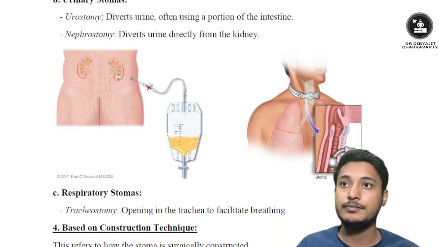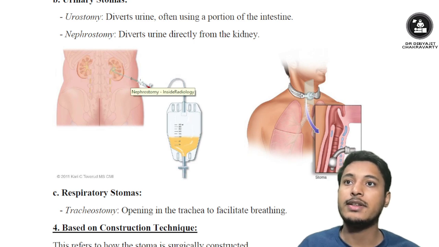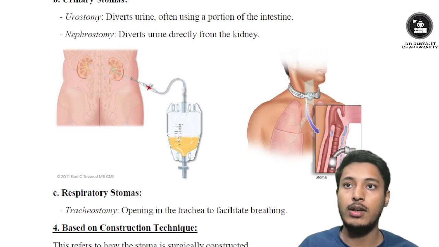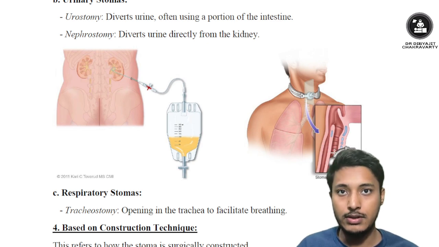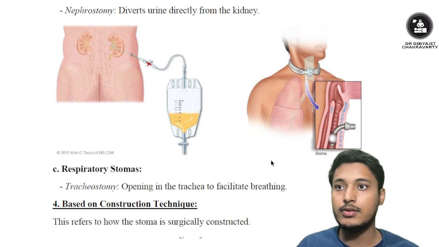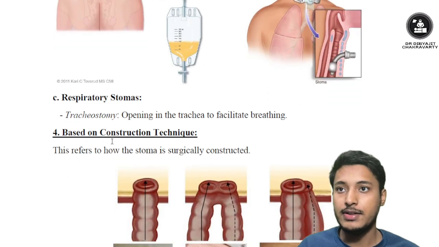Here we can see a picture of the nephrostomy where the nephrostomy tube is directly inserted into the pelvis of the kidney, and it is exteriorized to the abdominal wall for collection of the pus or urine. And here we can see the tracheostomy where the tube is inserted into the trachea directly through the neck, which is a kind of respiratory stoma.